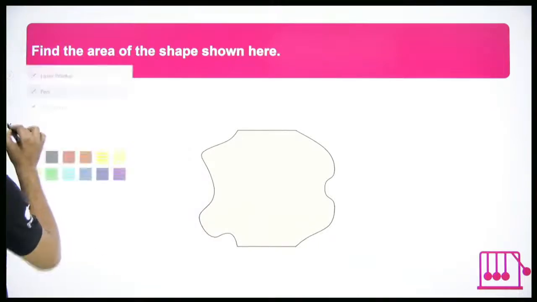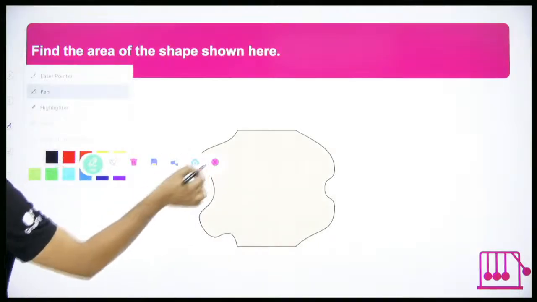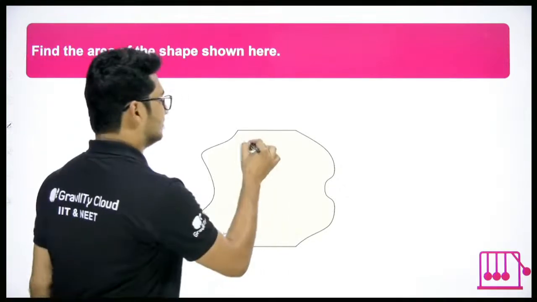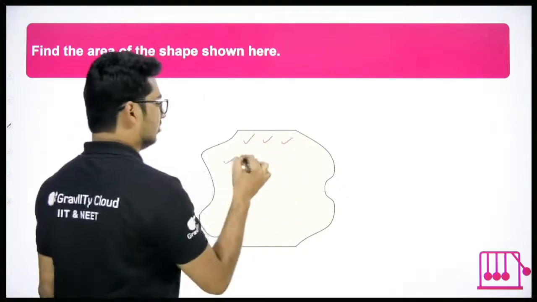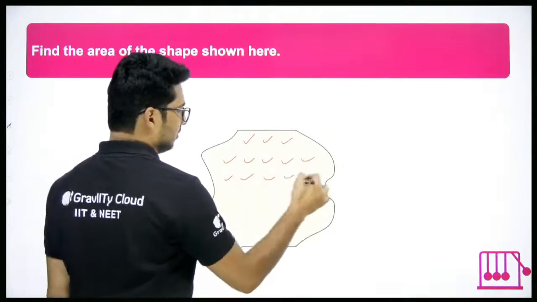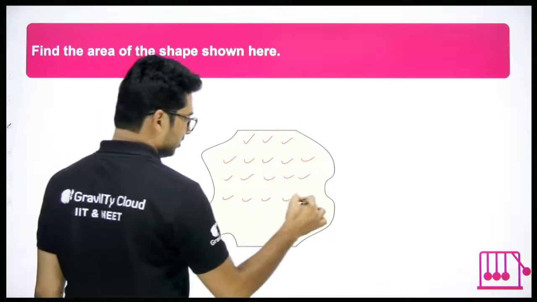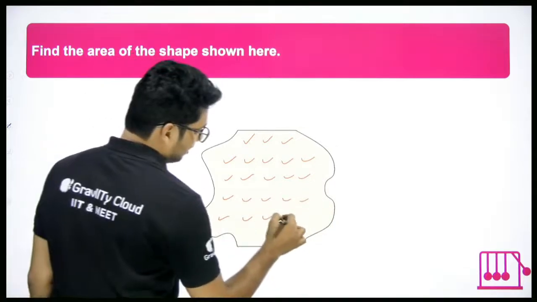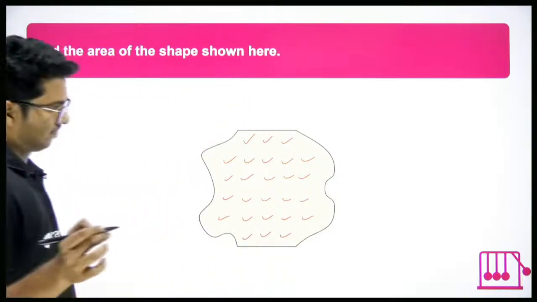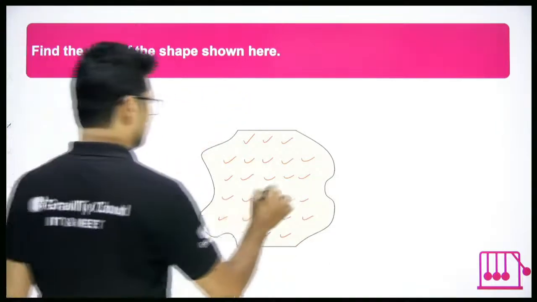So we'll first obviously go with the full squares. The ticks. I'll take this as a full square, full square, full square, and so on, marking each full square across the shape. Did I miss anything? No.